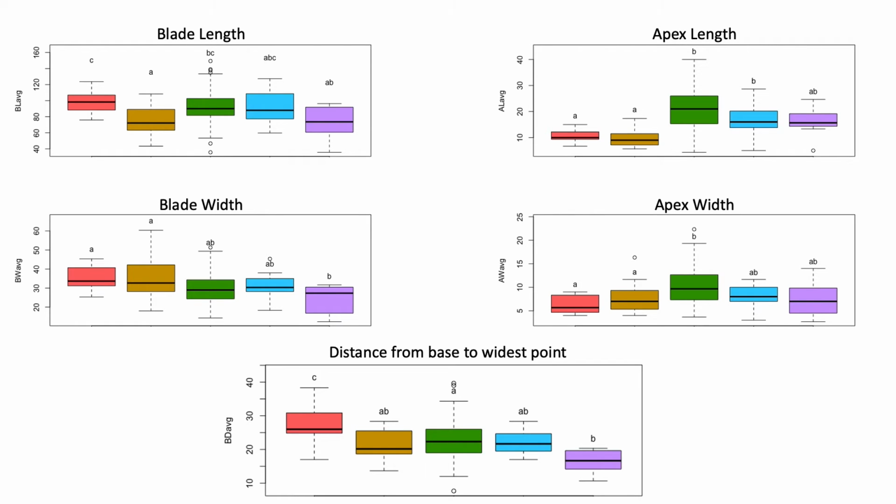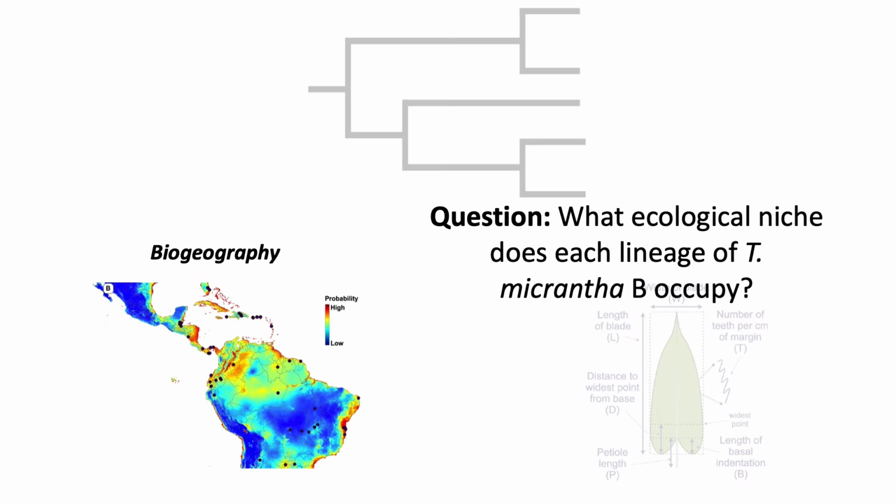And then here's the results from the one-way ANOVAs of the various characters. So again, the most important characters that contributed to that leaf shape variance. And I'm going to talk about these in detail as we move forward. So just keep that in mind.